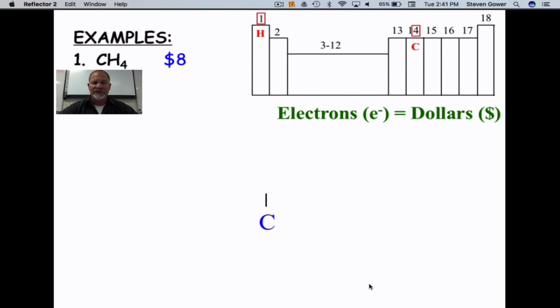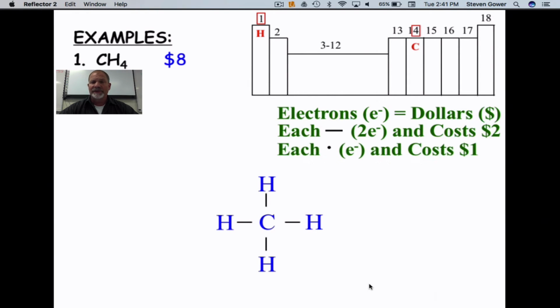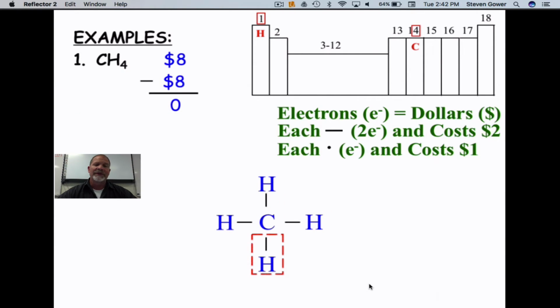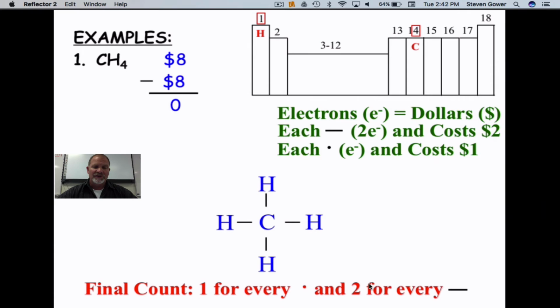So then my next step: who goes central? Carbon loves to go central. After that, I go skeleton. With the skeleton, I'm connecting everything with single bonds, but remember I have to buy those single bonds. Every bar represents 2 electrons, which is actually $2 in that situation. So I just spent $8. I have $0 in my budget. Then I have to make sure everyone's happy. Each hydrogen's happy, and that carbon's happy. Everyone's happy. I spent my budget. I'm done. So check it all: 2, 4, 6, 8.